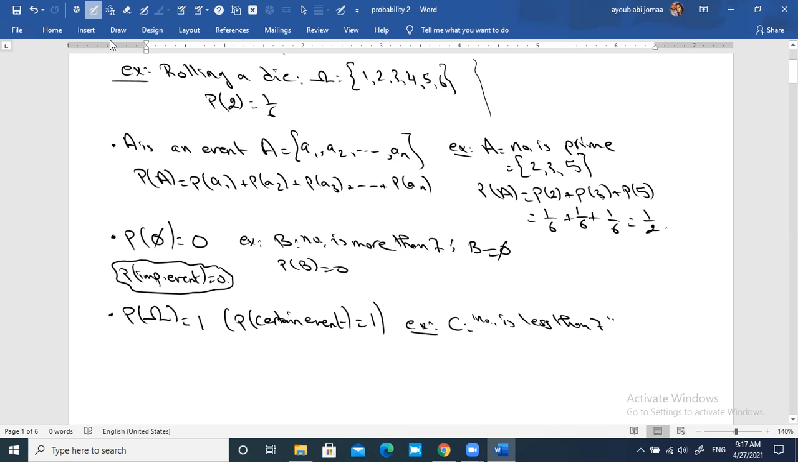For sure, the number will be less than 7. When you roll a die, you'll get the numbers from 1 to 6. So for sure, the number is less than 7. So for sure, this event will occur. 100%, we are sure that this event will occur. So we say that the probability is 1.